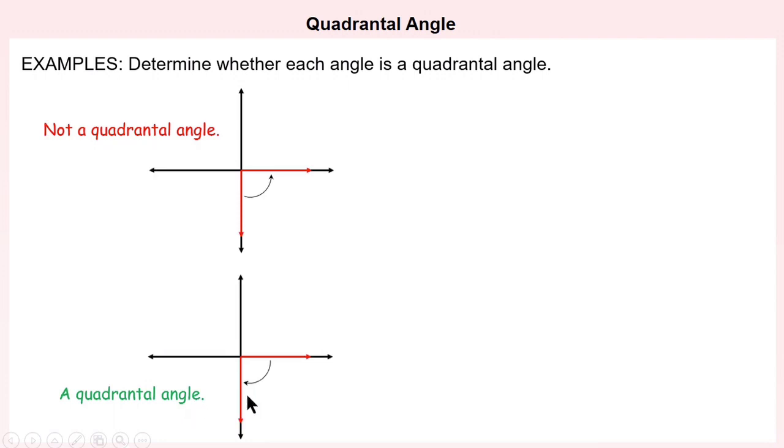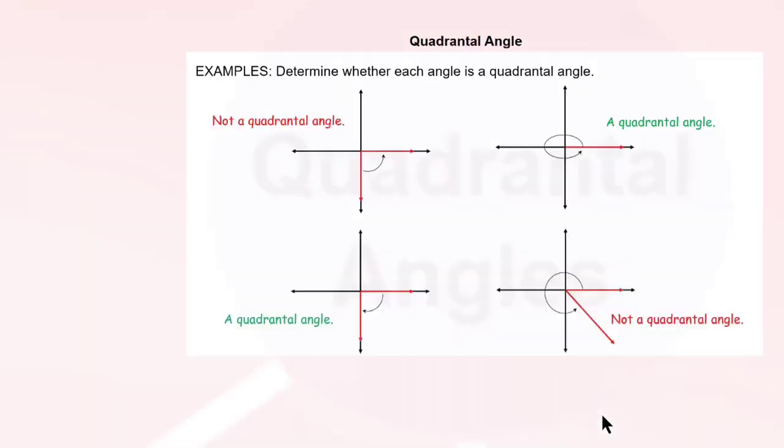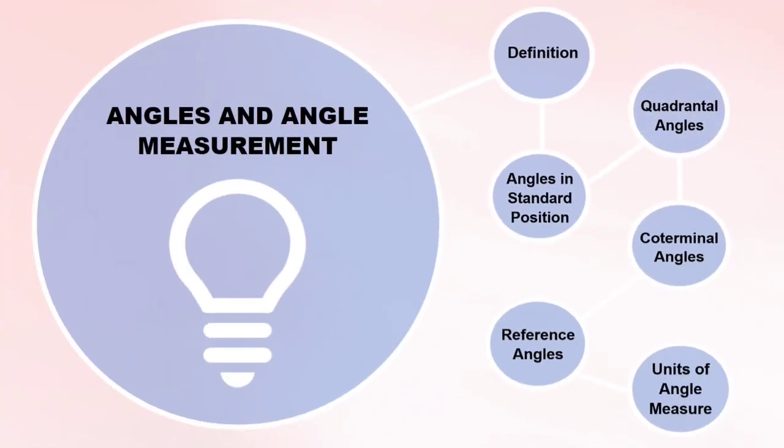angle. Another example. This is also an example of quadrantal angle. Its measure is 360 degrees. The initial side and the terminal side coincide with each other. This angle is not quadrantal since its terminal side does not lie on the x or y axis. So that is a quadrantal angle.